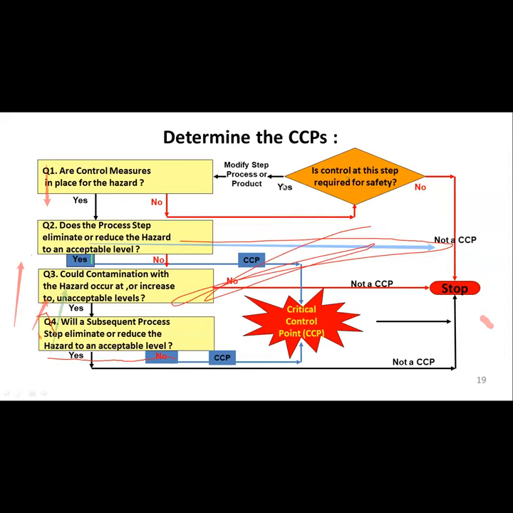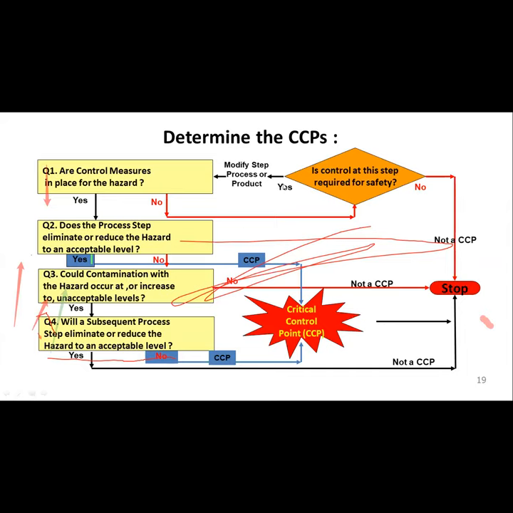CCP decision tree. In simple terms, if you find any hazard, which might be a risk, what are our control measures? The decision tree asks first whether it is covered in the PRP.